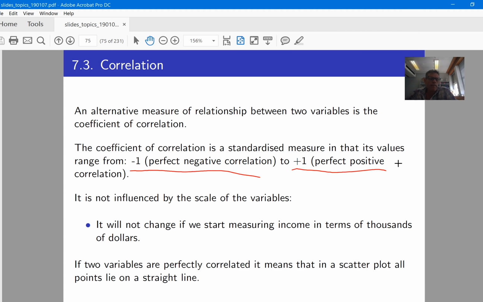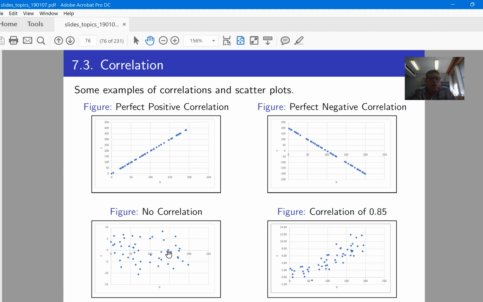The beauty of that is it doesn't matter what the units of x or y are, the correlation remains the same. Okay, so that's the measure that's far more useful to us. And to be precise, here are some examples of what correlations might look like.